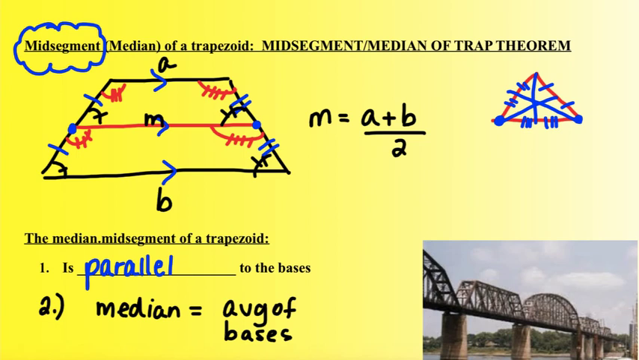Now remember, when we find an average, we're taking the sum of the items I have and dividing by the total number of items. Since we have 2 bases, we add the 2 bases and we divide by 2. And that's how we find the length of the median. All right, let's try that.